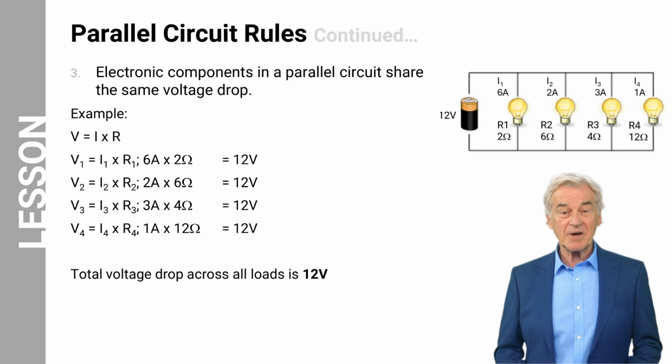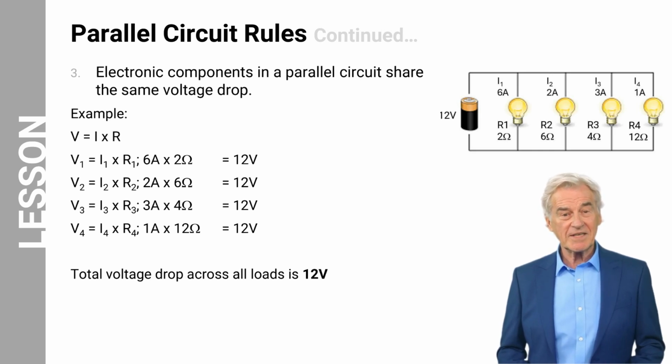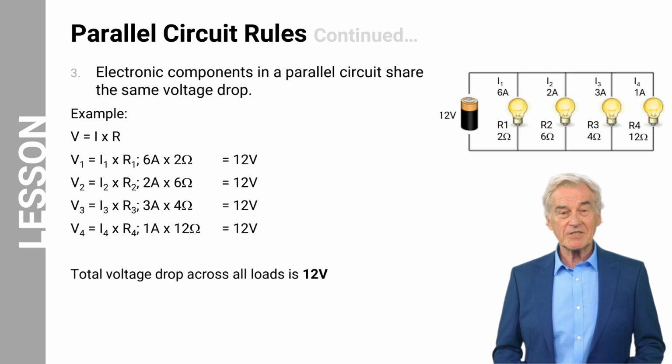The third fundamental rule of parallel circuits states that all electronic components connected in parallel share the same voltage drop. This principle can be verified using our previous example. In a parallel circuit, the voltage across each component is equal to the total voltage supplied to the circuit. We can demonstrate this using Ohm's law. Voltage equals the current times the resistance for each branch.